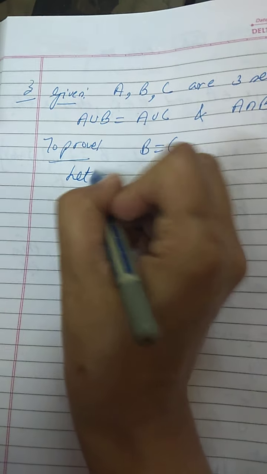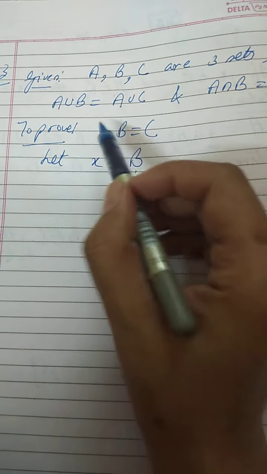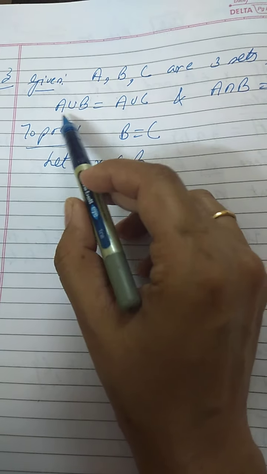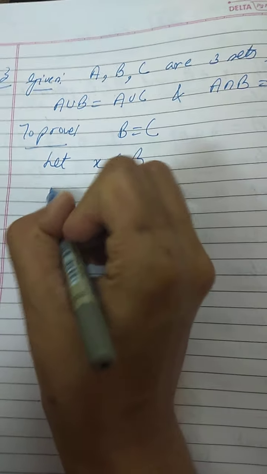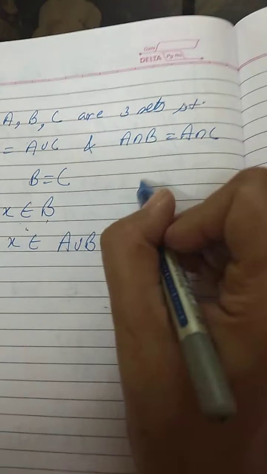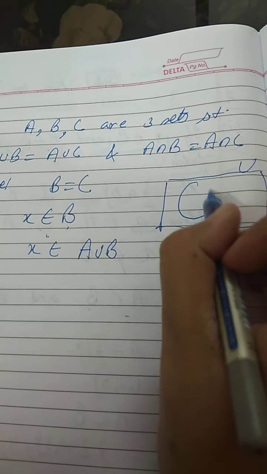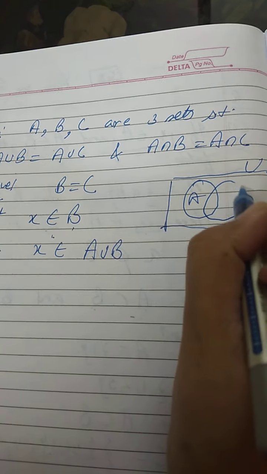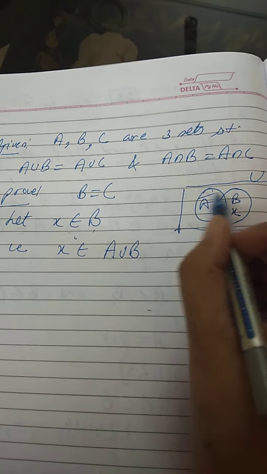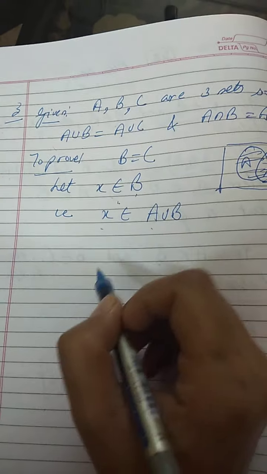So in order to do that, we will take any element, let x belong to B. Now if x belongs to B, we have A union B. If x belongs to B, definitely this x will be present in A union B also, right? That is, x will belong to A union B. If you remember the Venn diagram, U is the universal set, this is set A and this is set B, and there is some element x I have taken. If x is present in B, then x will be present in the complete A union B also. So x belongs to A union B.